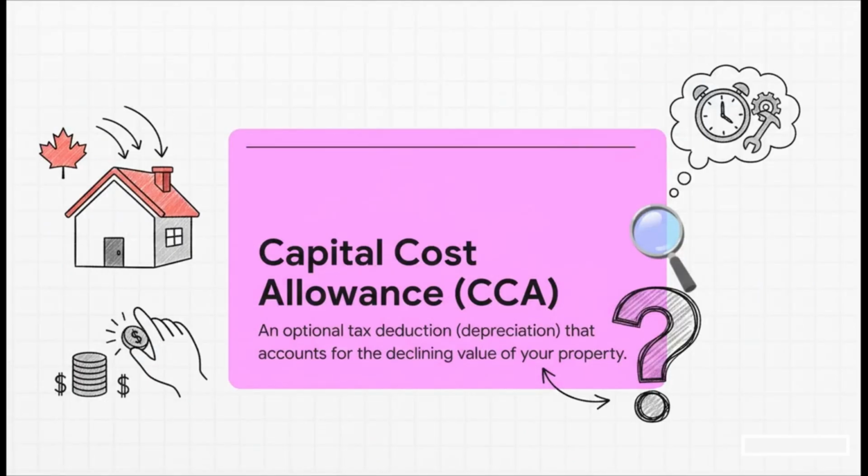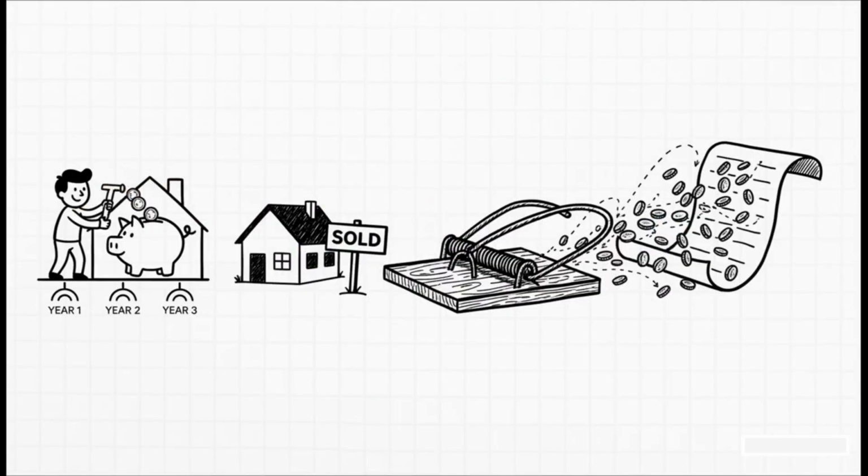Now, that whole process of deducting improvements over time, that's called claiming capital cost allowance, or CCA. You can just think of it as depreciation. It's a tool the CRA gives you to account for the wear and tear on your building. But the most important word here is optional. And optional means you have to be strategic.